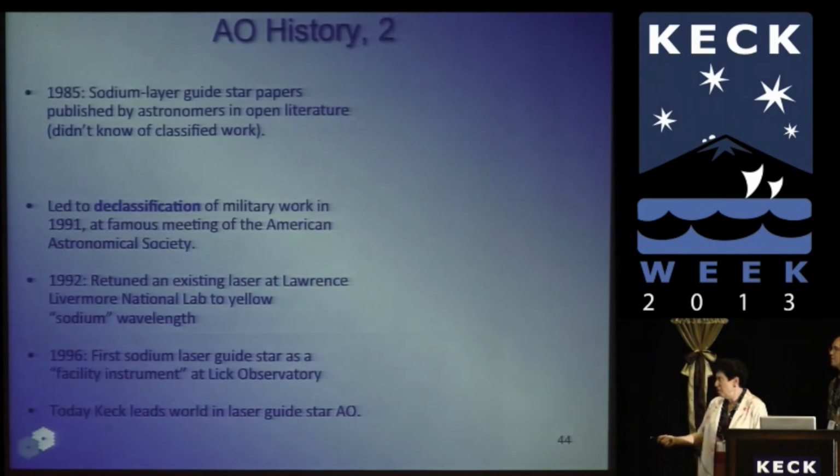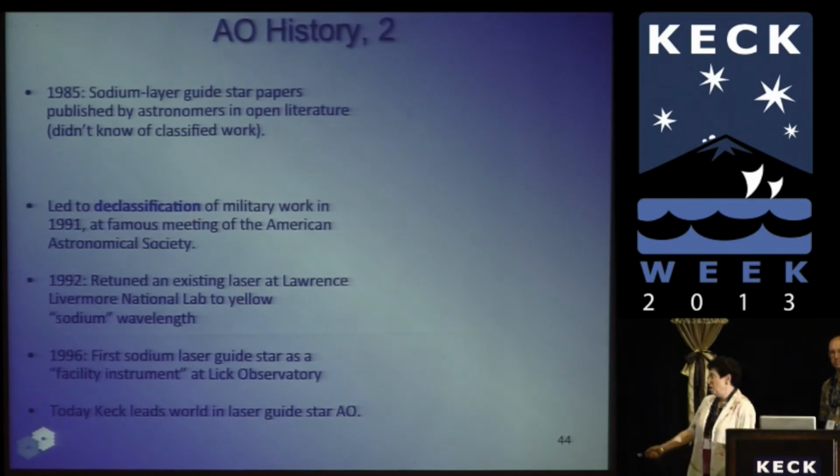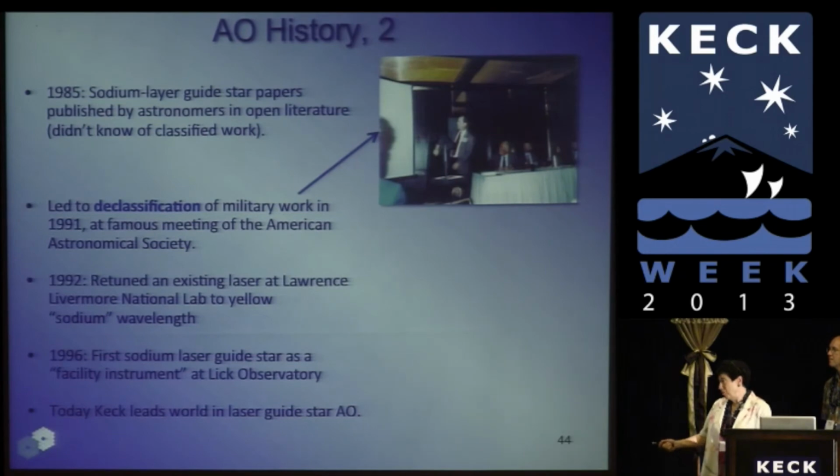So a little bit more AO history. Right after that, some astronomers who knew perfectly well that there was a sodium layer in the Earth's atmosphere, and they knew about the sodium ground state transitions, published 2 papers in the open literature. They didn't know anything about the classified work, and so, quote, the secret was out. And that led immediately to the declassification of the military work in 1991. Not quite immediately. A lot of us pushed for a while to make it happen.